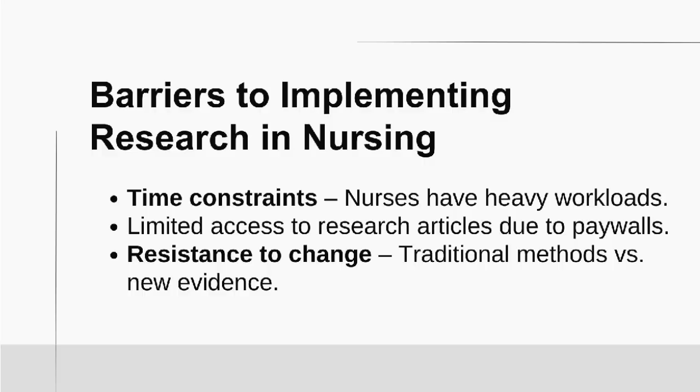Section 9, Barriers to Implementing Research in Nursing. Research is great, but what stops it from being used? Time constraints, nurses are often too busy. Limited access, research articles may be behind paywalls. Resistance to change, people may prefer old methods. Recognizing these barriers is the first step to breaking them down.